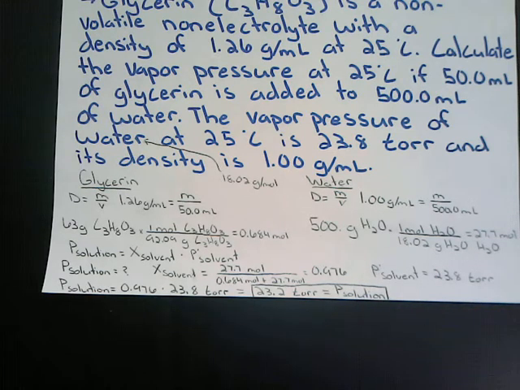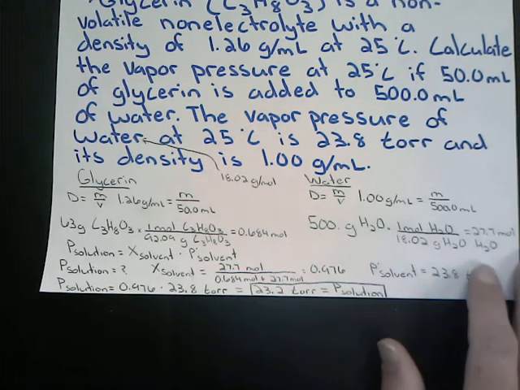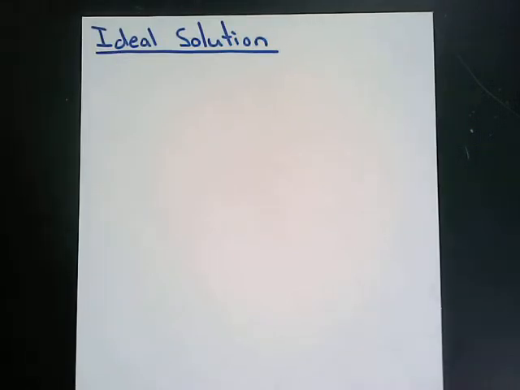All right, so now what we need to talk about here is kind of an extension of what we have here, and it helps explain some of the assumptions that we make, and that is with an ideal solution. Now, an ideal solution is just defined as a solution that obeys Raoult's law and implies uniformity in the interaction between the solvent and the solute.